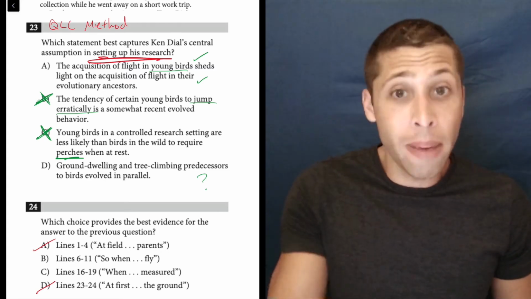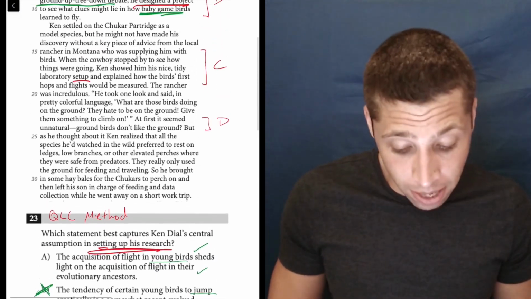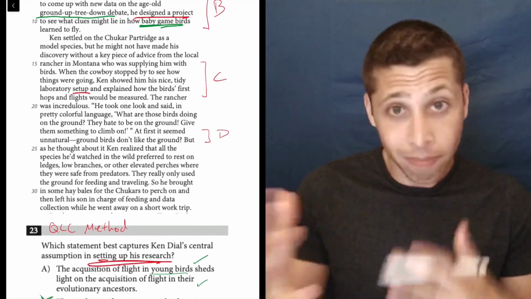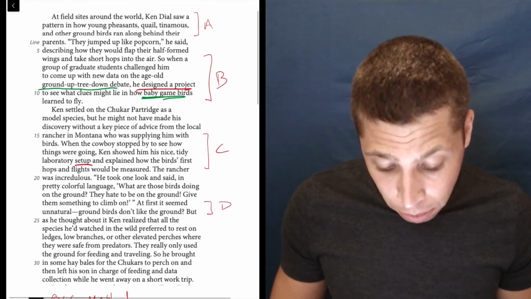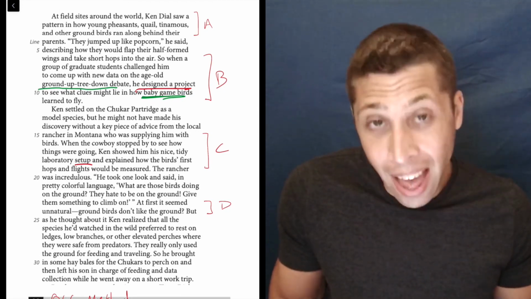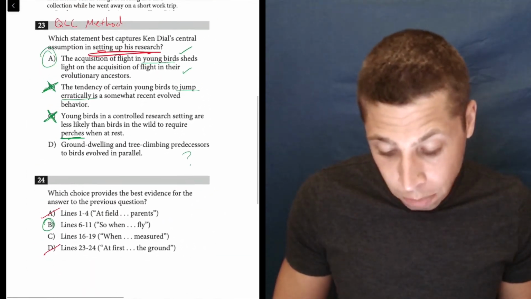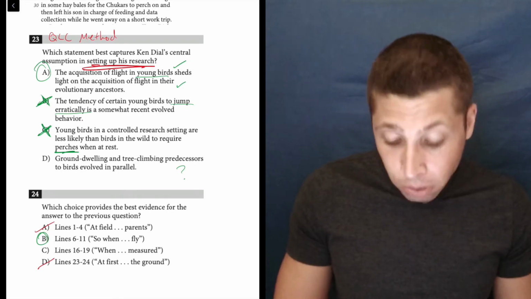So what did make sense was pretty obvious, right? Like the young birds thing, that's definitely talked about here. And they're trying to figure out how birds learn to fly. So that seems to match with choice A, and that they talk about the baby birds in choice B. So that's our pair, and those are the answers.